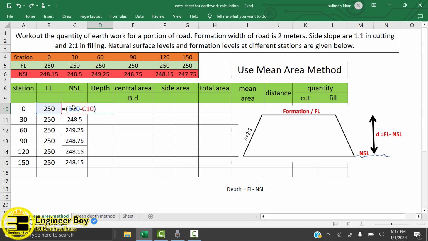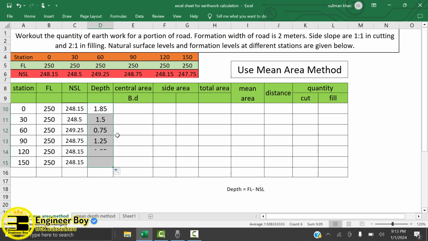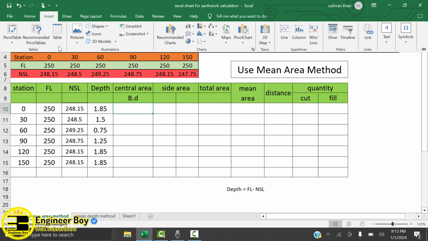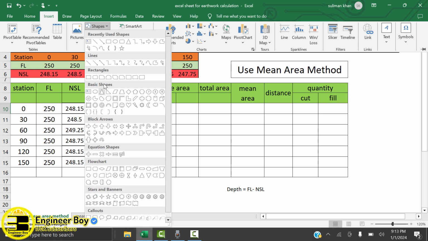Okay, let's close the bracket and done. Apply the same formula to all stations. This is Excel. Now the central area, as you can see, the section can be in trapezium form. Let me just look for a trapezoidal section over there.